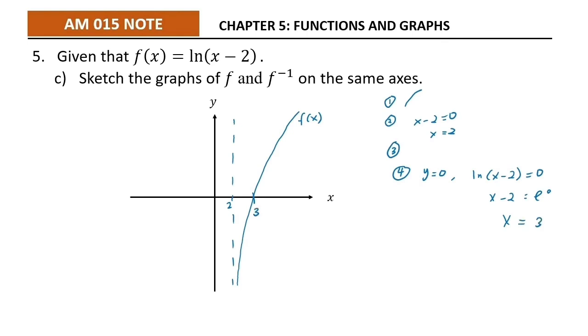F inverse is the reflection of f(x) at y equal to x. F inverse will also have an asymptote at y equal to 2, from the asymptote negative x to positive y. Label the graph f inverse. Don't forget the intercepts. f(x) crosses the x-axis at x equal to 3, so f inverse will also cross the y-axis at 3. These are the graphs of f and f inverse on the same axis.